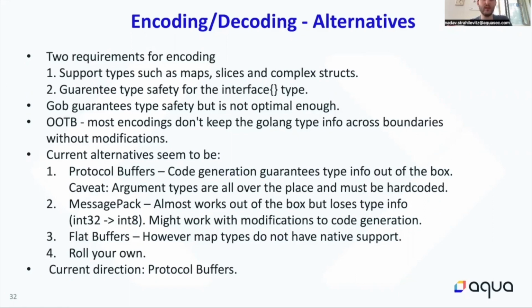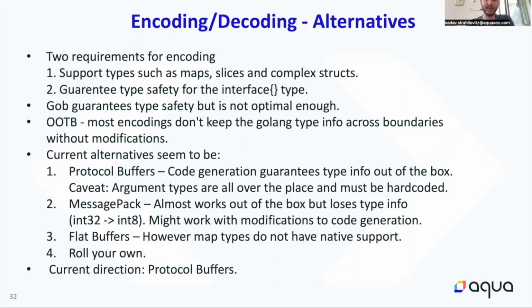And out of the box, most encodings don't keep the Golang type info across boundaries without modification, and may not support maps, slices, and complex structs. The current alternatives we are exploring are: one, protocol buffers, which we also use currently in GoCell. That is the reason it is the ideal candidate currently. However, we need to hardcode our argument types. The generic solutions discussed before can be used to solve that.